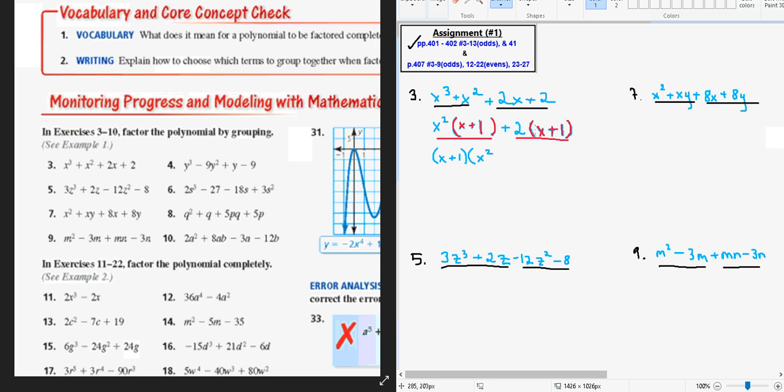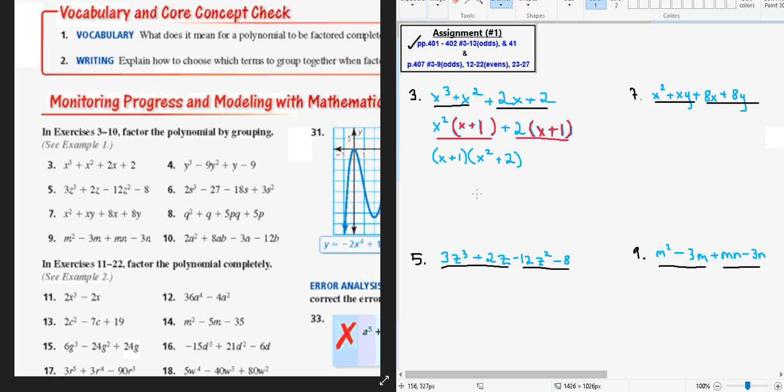For the next large term, I need a plus 2, a positive 2, so I need to put plus 2 because if I take all of this x plus 1 and distribute it, I should get both of those terms back, and x plus 1 times 2 is 2 times x plus 1. All right, so there we go. That is the beginning step of factoring a 4-term polynomial.